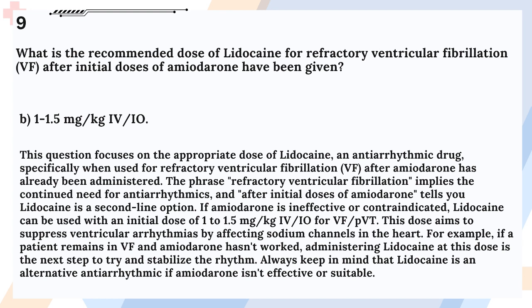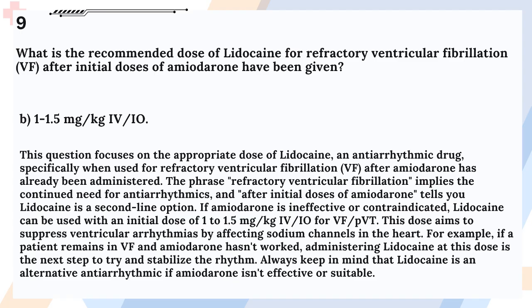mg/kg IV/IO. This question focuses on the appropriate dose of lidocaine, an antiarrhythmic drug, specifically when used for refractory ventricular fibrillation, VF, after amiodarone has already been administered. The phrase refractory ventricular fibrillation implies the continued need for antiarrhythmics, and after initial doses of amiodarone tells you lidocaine is a second-line option. If amiodarone is ineffective or contraindicated, lidocaine can be used with an initial dose of 1 to 1.5 mg per kilogram IV/IO for VF/pVT.